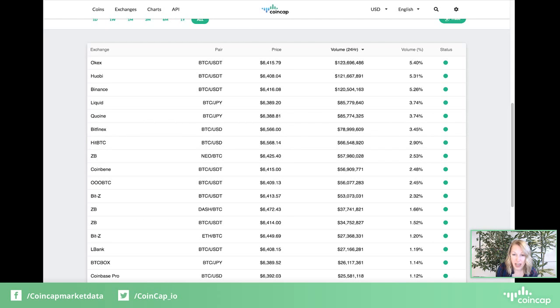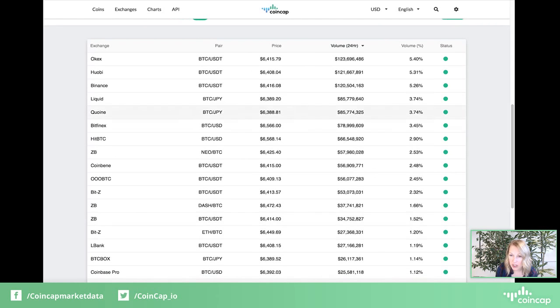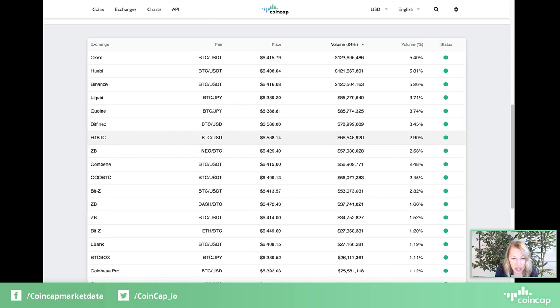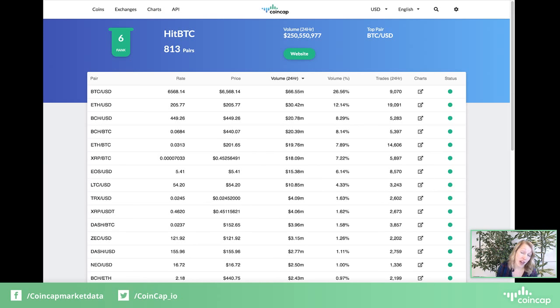If I was looking at Tether, I have some other options. Japanese yen, you have different options for buying and selling. And you can see the price that they're trading at right now. So maybe I want to take a closer look at HitBTC. Maybe that's kind of tickling my fancy, and I want to see what else I can buy with US dollars on HitBTC. So I'm going here, and I'm seeing USD Bitcoin top pair.